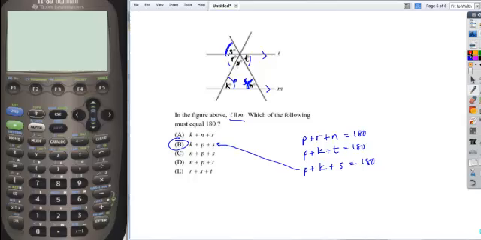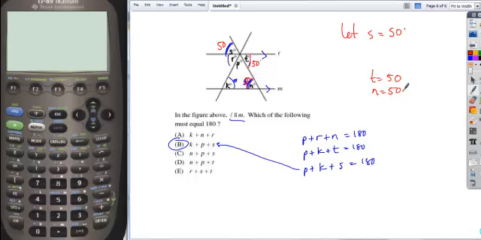Now, another strategy, because all of these answer choices contain variables, is to simply plug in numbers for these values. If we just let our variables equal something, let's just start with S, since we know that S and T are vertical angles, therefore they're equal. Let's say that S is equal to, we'll call it 50 degrees. So if S is 50 degrees, that means that T is also 50 degrees. And that would then mean that these alternate interior, or in this case corresponding angles, are equal. So that would mean N is also equal to 50 degrees.